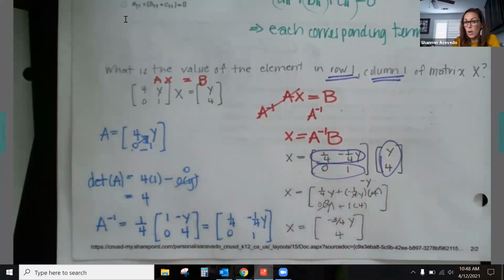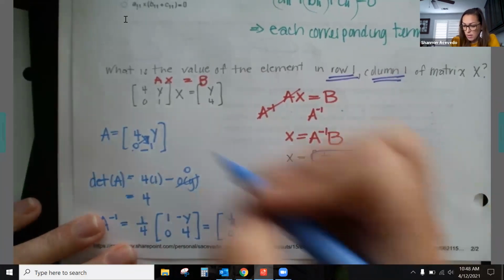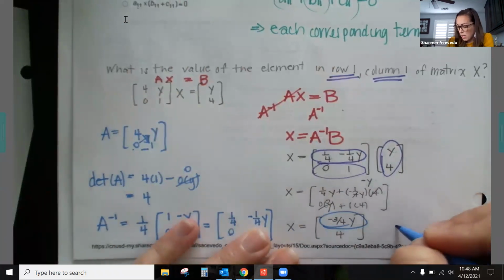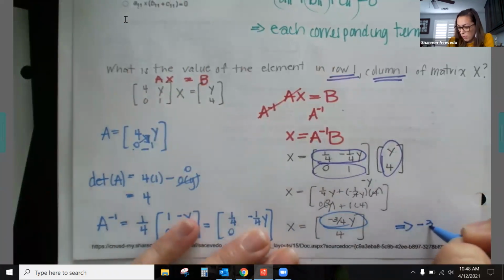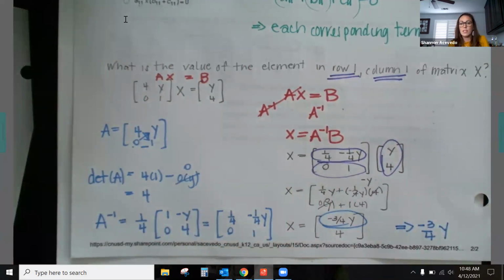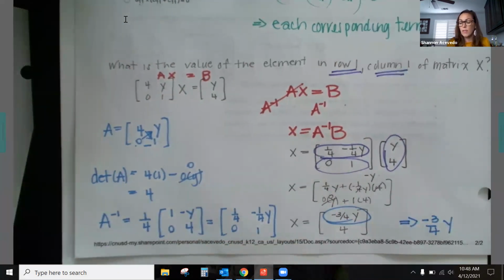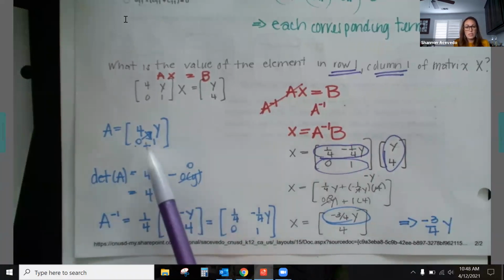So if I want row 1, column 1, it's right here. So my answer should be negative 3/4 y as your answer choice. This one, a lot of you guys struggled with. I had quite a few questions on that. Try not to overthink some of these. I really think that maybe part of the biggest struggle was the variable here when you found the determinant, but it didn't actually turn out to be too bad of a problem.